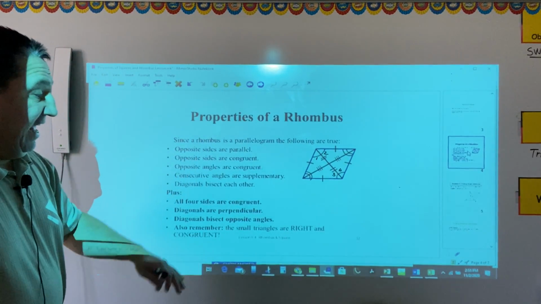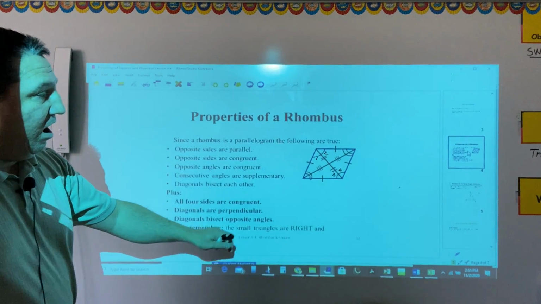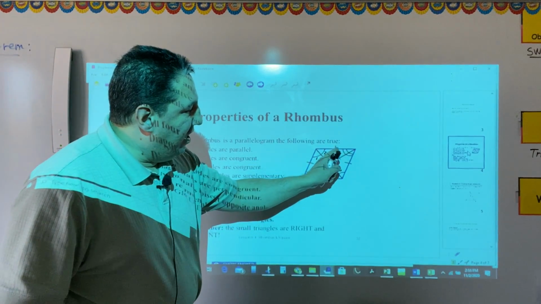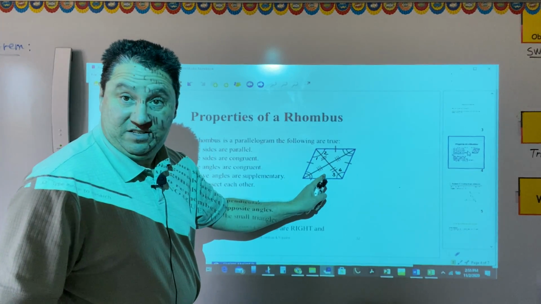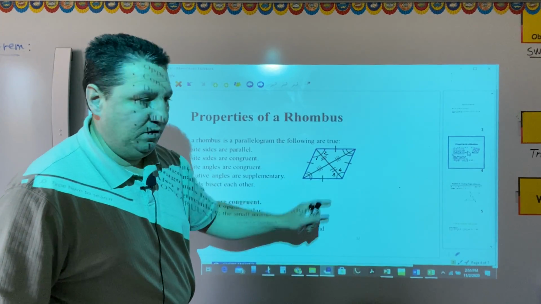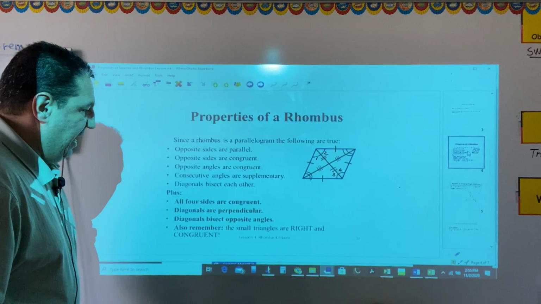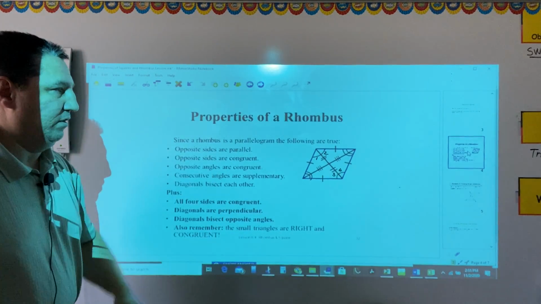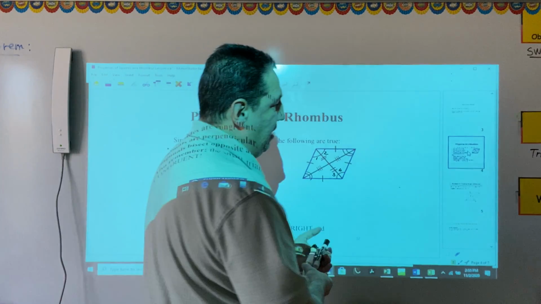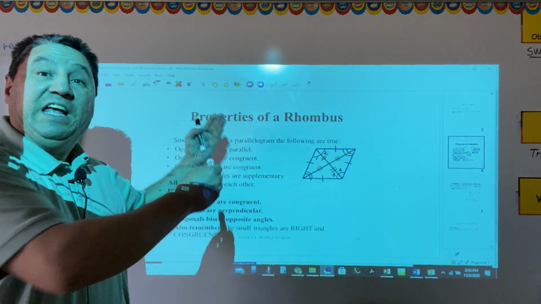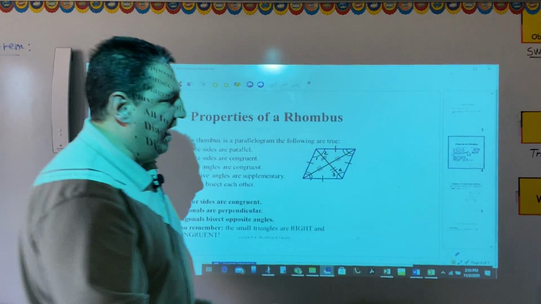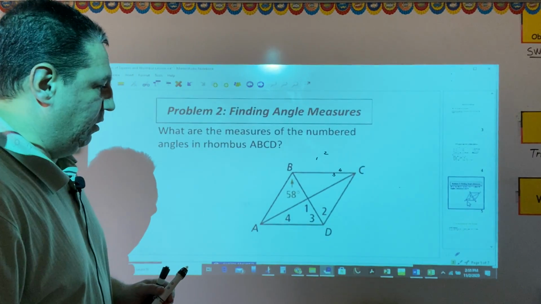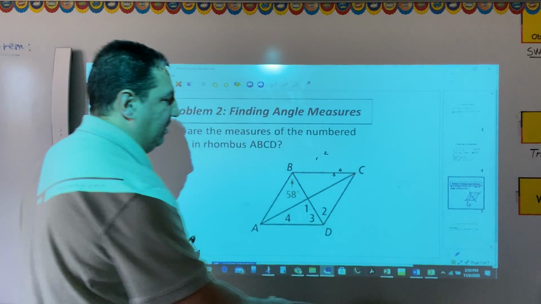Also, the small triangles are right triangles. So we have 4 right triangles inside a rhombus. Good. And also, these right triangles are congruent. This being said, and knowing these properties, let's have two applications with rhombus.